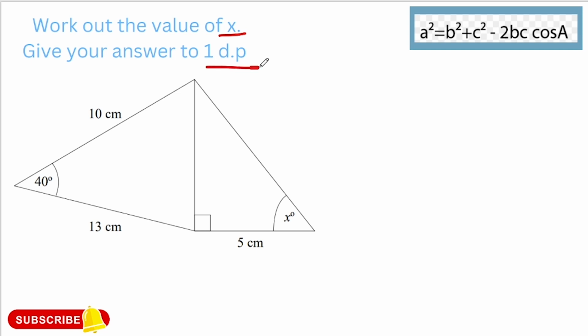Okay, so work out the value of x. Give your answer to 1 decimal place. Pause the video and have a go at this question. Now, the first thing I'm going to do is ignore this triangle over here. I'm just going to focus on this triangle. So mind my drawing. I'm going to focus on the triangle that has a red outline.